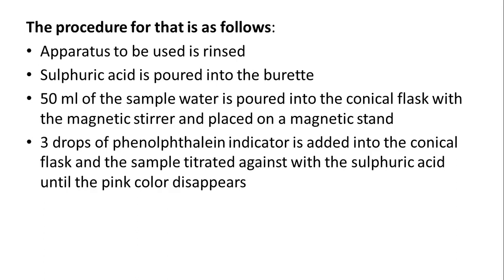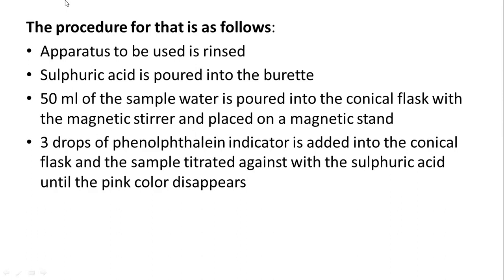The procedure for that is as follows. As usual, we always start with rinsing our apparatus with distilled water 3 times. And then we rinse literally everything. You rinse your burette and any glass equipment that you will be using with distilled water. After rinsing that, you're supposed to pour sulfuric acid into the burette. And then you measure out 50 ml of the sample using the measuring cylinder, then pour it into the conical flask. And the conical flask, as you all know, has the magnetic stirrer inside.